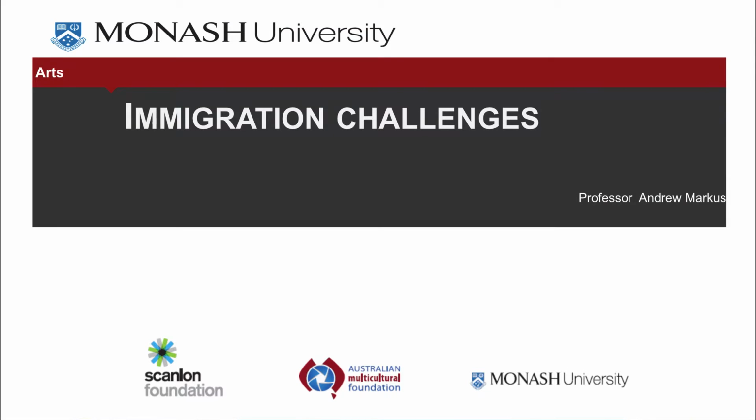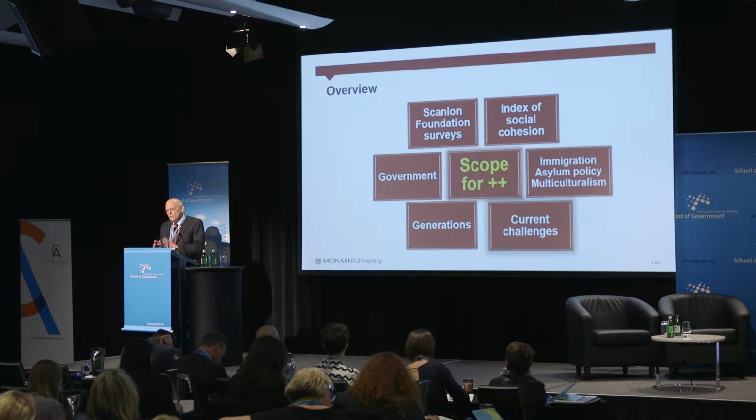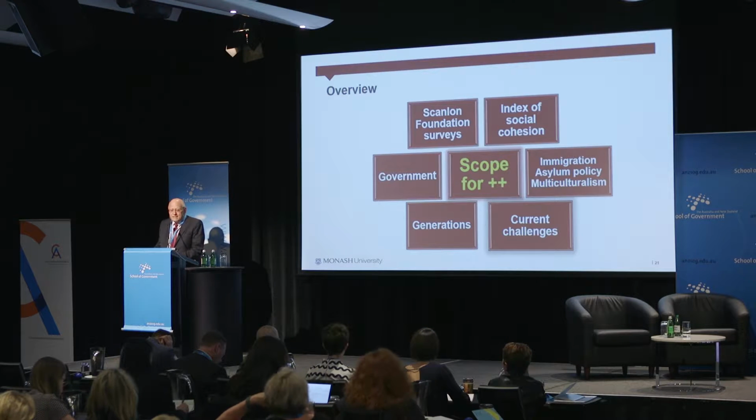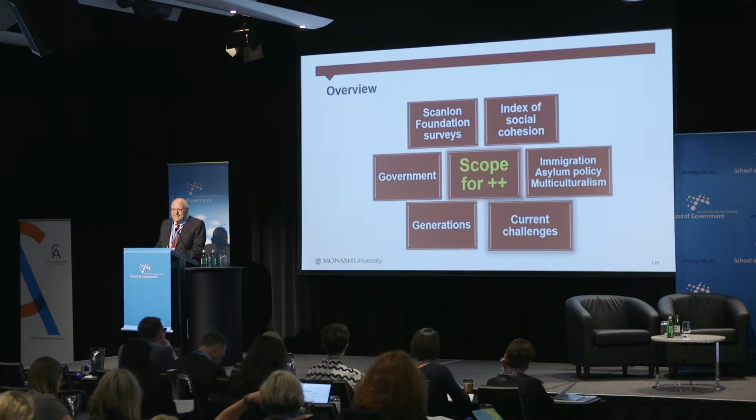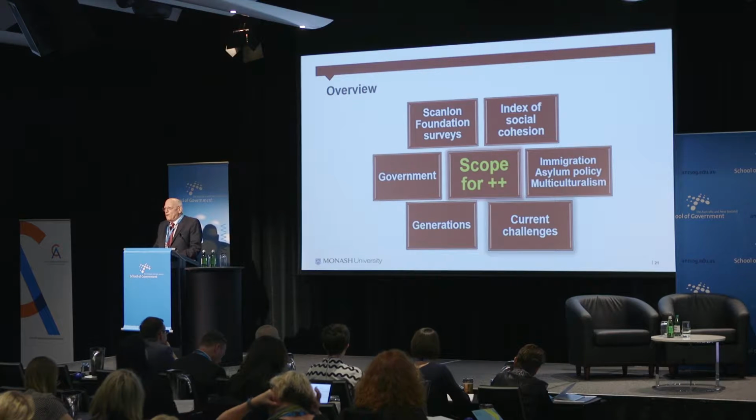I'm going to get the average up in terms of slides on PowerPoints. So I'll take you quite quickly through a range of issues. I want to briefly talk about the Scanlon Foundation surveys, Index of Social Cohesion and what that's doing, attitudes to government, then a whole range of issues in the immigration, asylum, multicultural space. Spend about 1 minute on generations. And the main focus, or certainly half the focus, is on challenges.